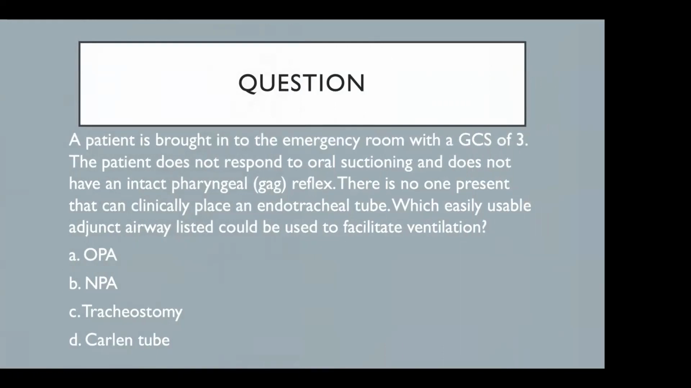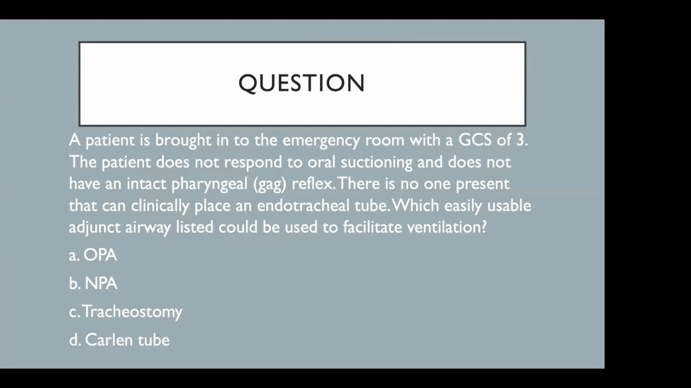So let's apply it a little bit. We asked the question: a patient is brought into the emergency room with a Glasgow Coma Scale score of 3. I was taught less than 8, intubate; pretty much less than 3, it's coma, right? The patient does not respond to oral suctioning and does not have an intact pharyngeal reflex. There is no one present that can clinically place an endotracheal tube. Which easily usable adjunct airway listed could be used to facilitate ventilation?